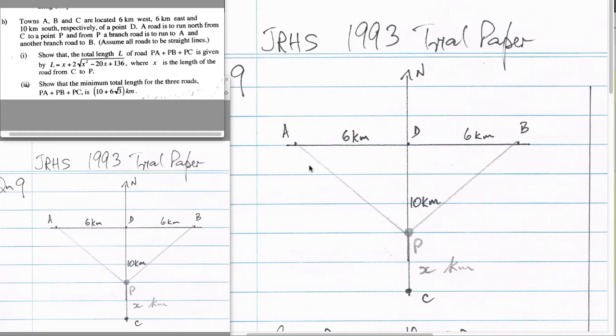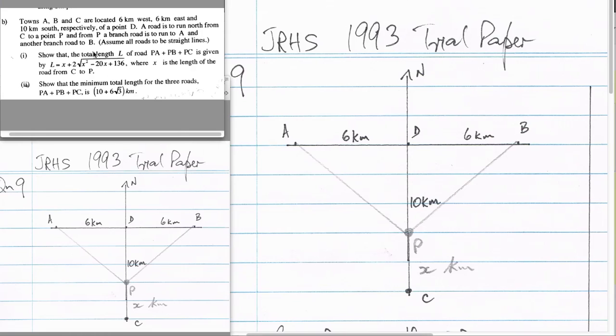This is the description of the solution for the 1993 James Ruse High School trial paper, question 9. As usual, the question's over here, and if you haven't already done it, you should stop and attempt this question as best you can now, and then come back for the solution. Okay, so in the meantime, the solution is this.